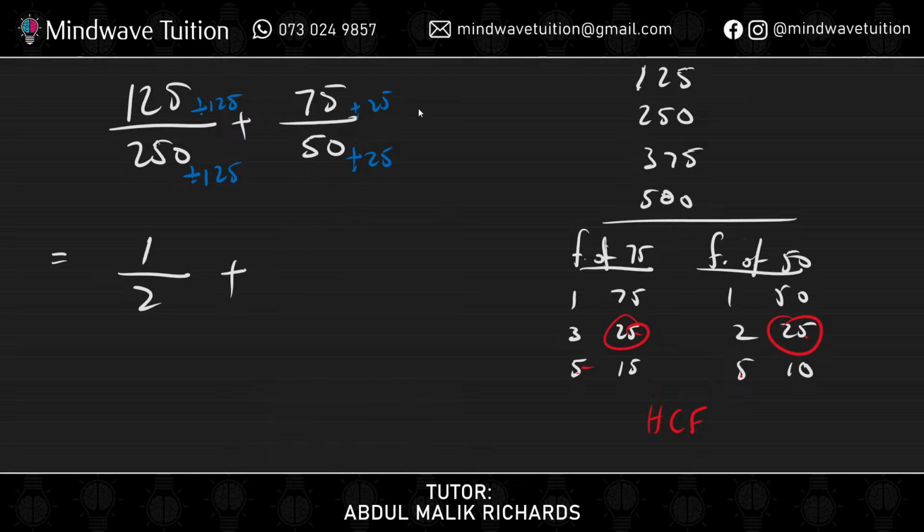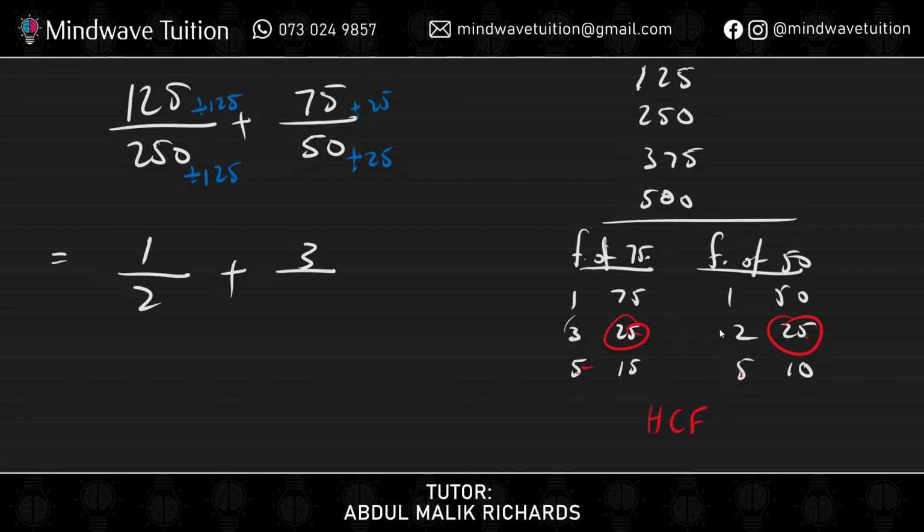So 75 divided by 25. We can just look at the number that's next to it. That's why I write the factors like this, in pairs. So what times what will give you the 75, or what times what will give you the 50. Because now when we divide 75 by 25, the answer is 3.